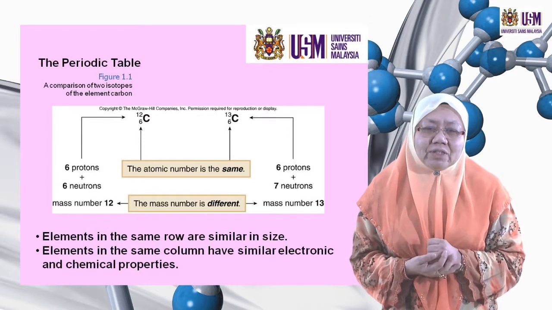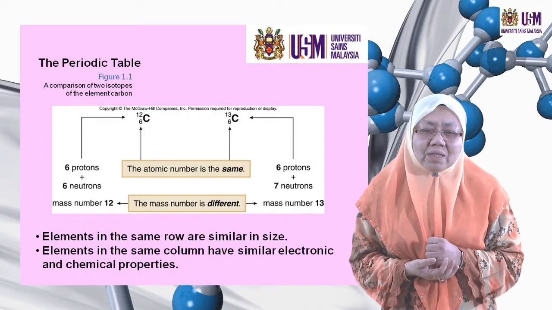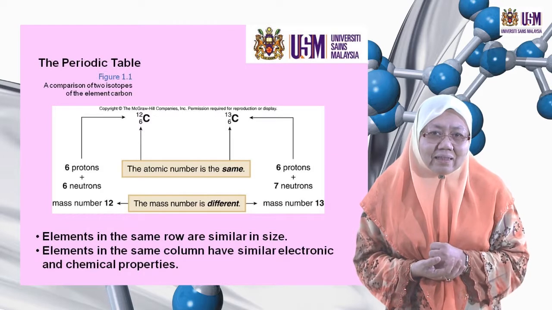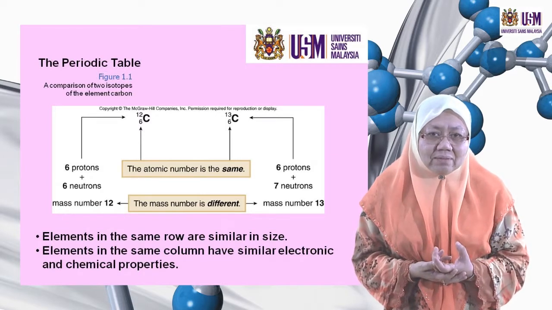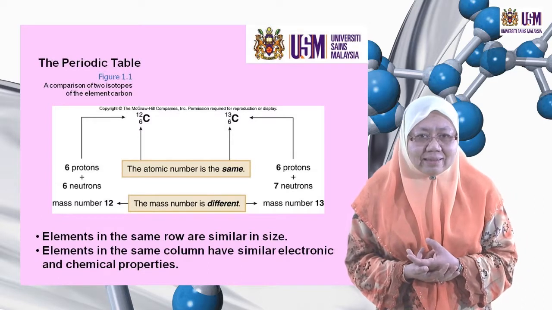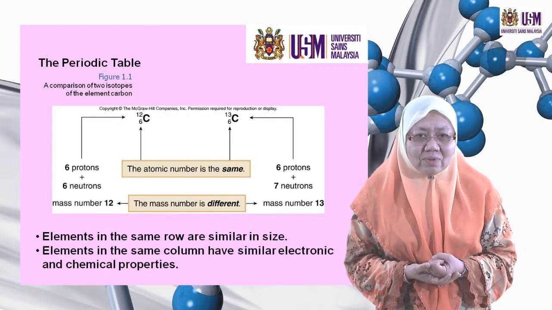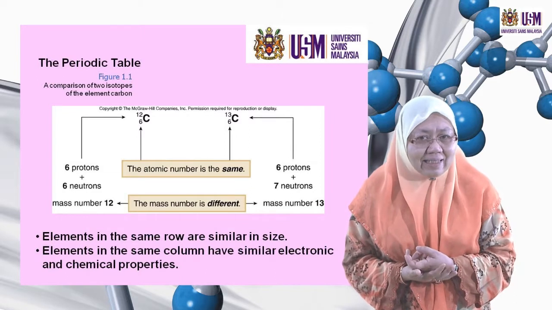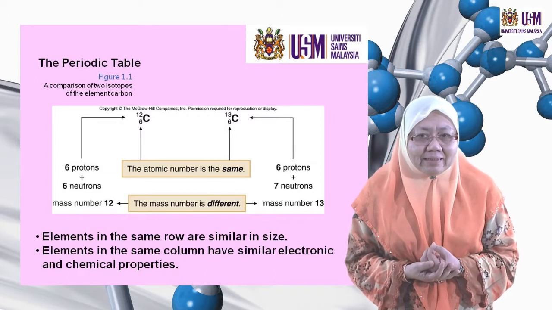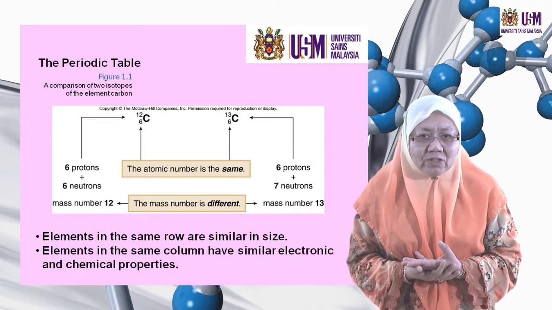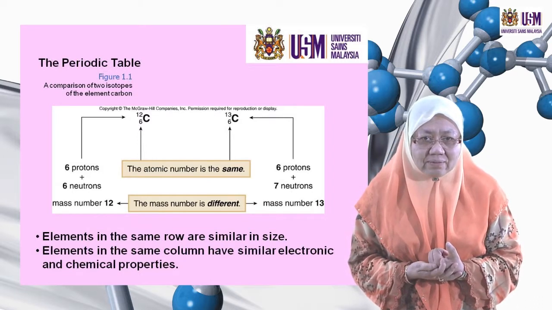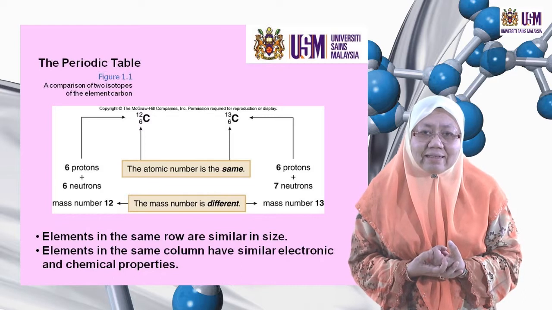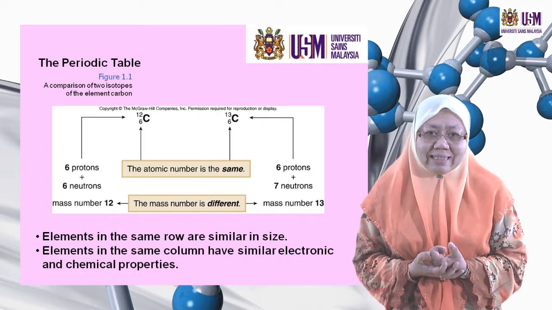When we study organic chemistry, we know that all these organic compounds must contain the carbon atom. The carbon atom can be carbon 12, or it can also be the isotope carbon 13. Carbon 12 consists of 6 protons and 6 neutrons. The atomic number of carbon 12 and carbon 13 is the same. But carbon 13 has 7 neutrons as compared to 6 neutrons in carbon 12. So the mass numbers of carbon 12 and carbon 13 are different. One is 12 and the other one is 13.